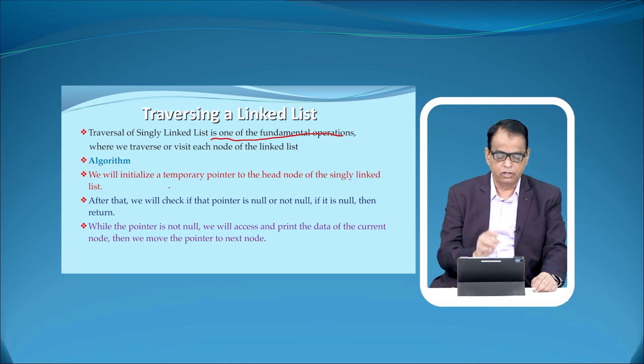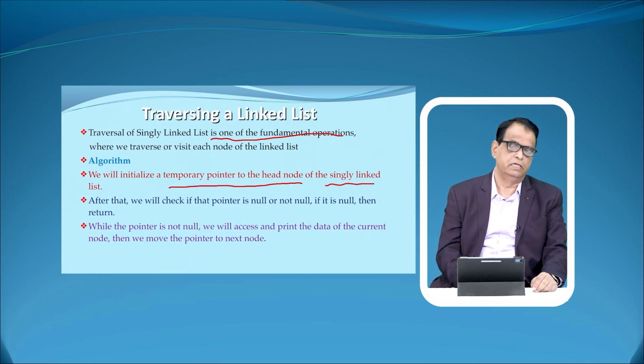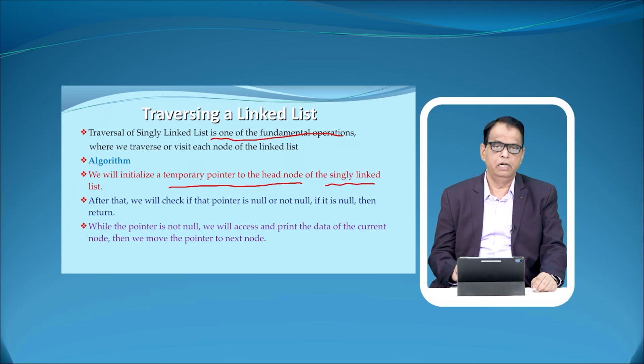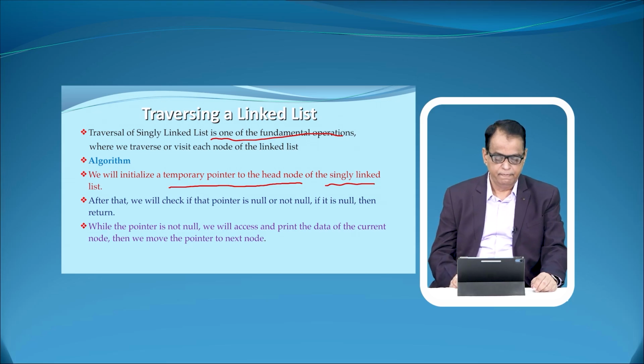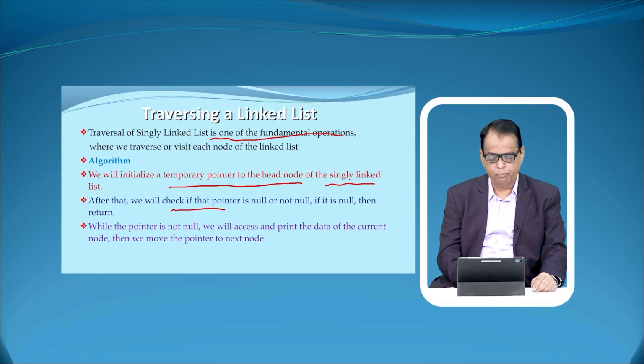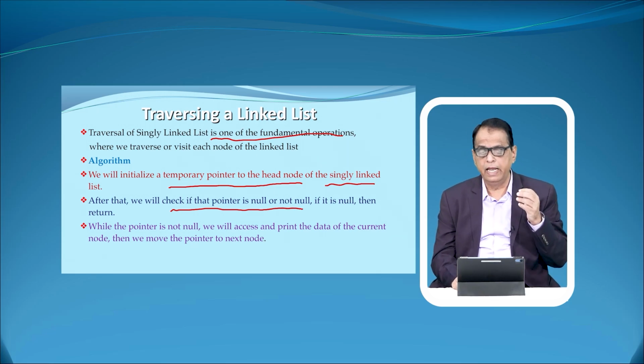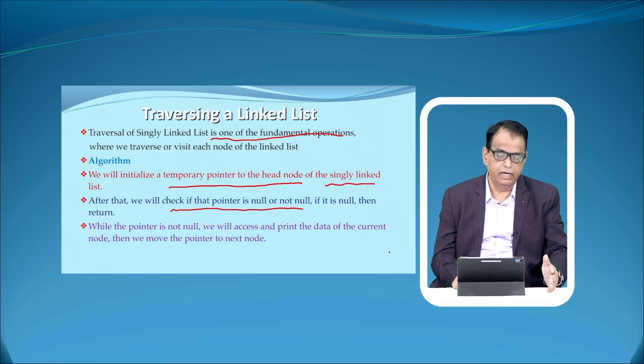Now let us see how it is possible to visit each and every element of the linked list. The first step that we will do is initialize a temporary pointer to the head node of the singly linked list. Suppose we have been given a simple linked list or a singly linked list, then we will initialize a pointer to the head node, and then we will check if that pointer is null, because if the list does not contain any element, then the head pointer itself will have a null value.